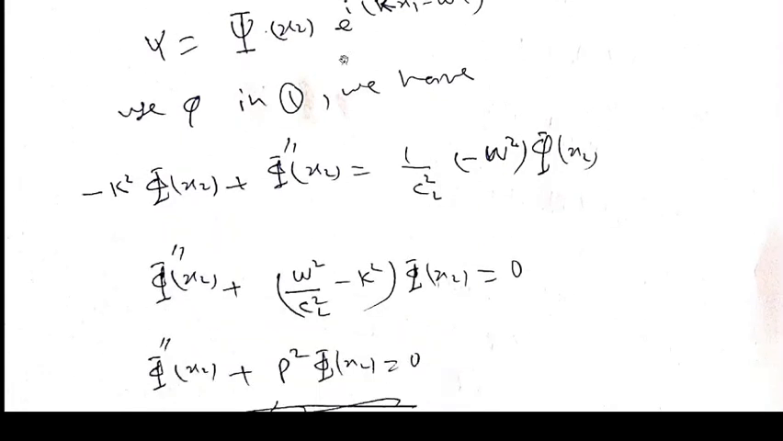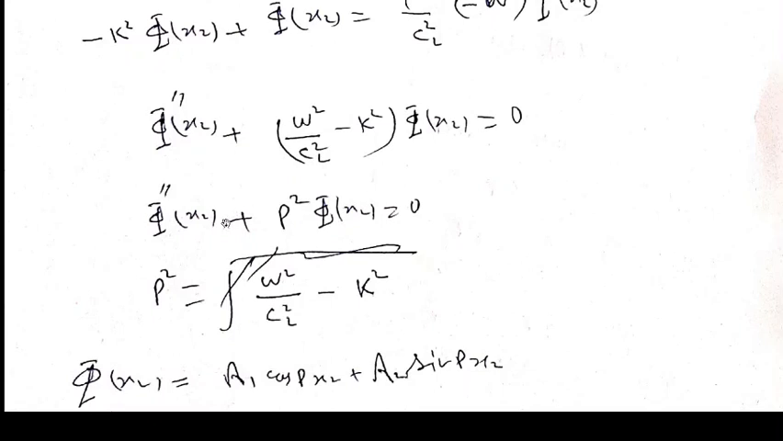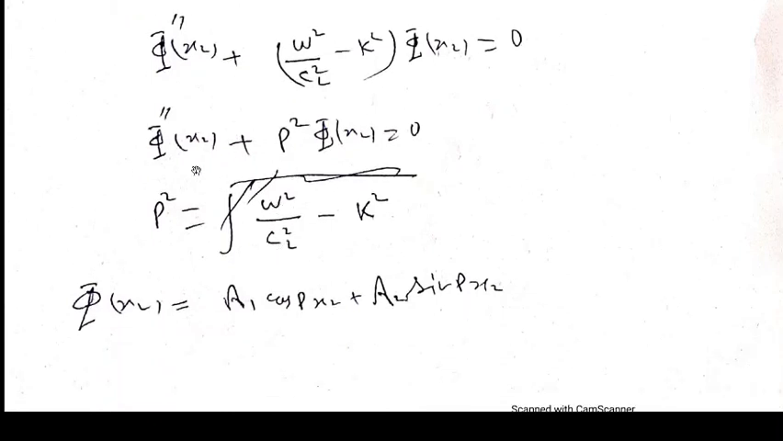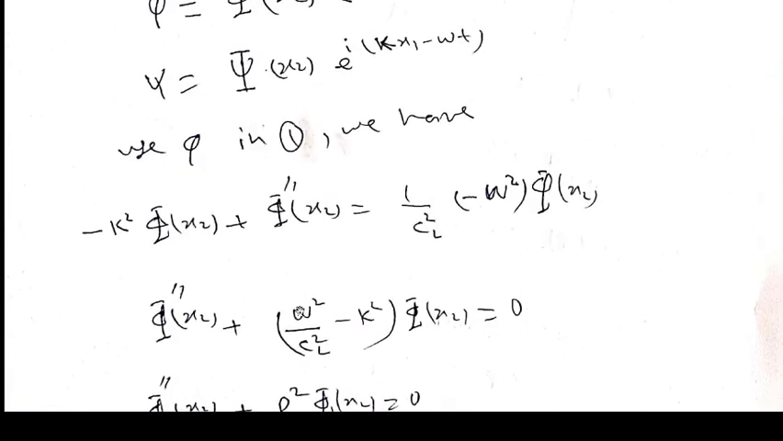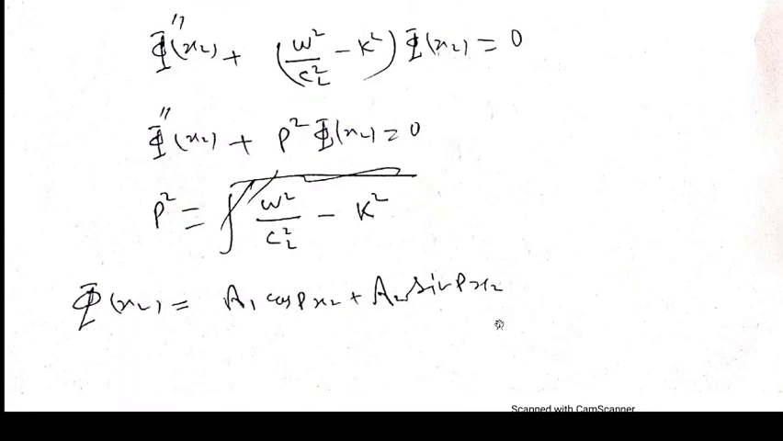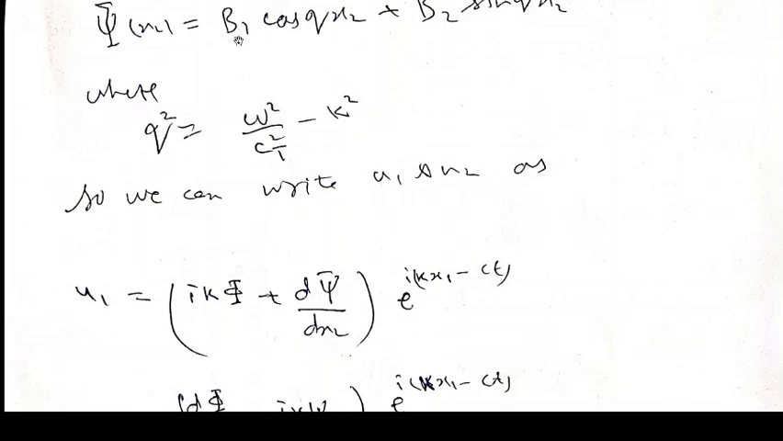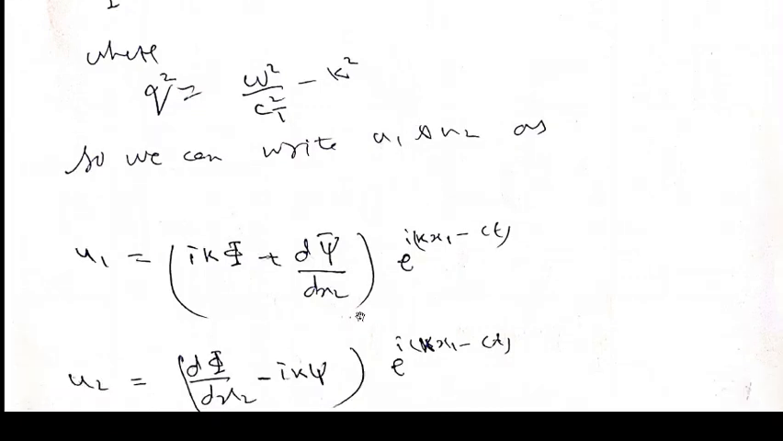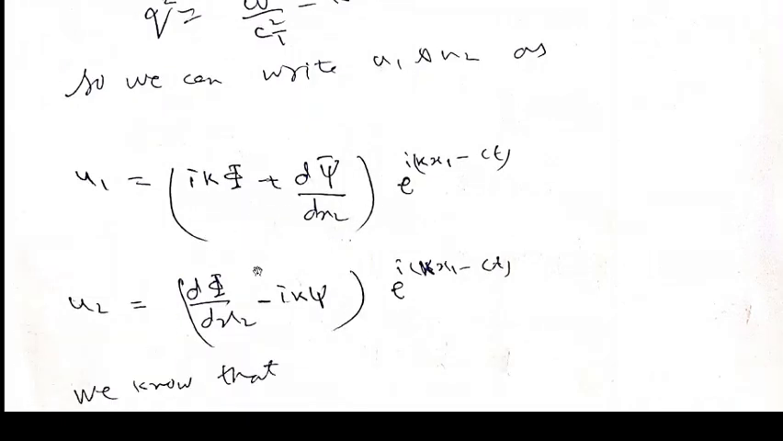First we put in phi and simplify it, and we have this second order differential equation. We can write the solution of this function in this form, where p square is omega square over cl square minus k square. This is our unknown function, which I said we will find, and in our Rayleigh surface wave we have A times e to the power minus b x2. Here we have this form with trigonometric functions, and a1 and a2. When we find psi, we will have this type of relation with b1 and b2, where q square is omega square over ct square minus k square. So you can write your u1 and u2 in this way by using phi and psi. Your u1 and u2 will become like this.